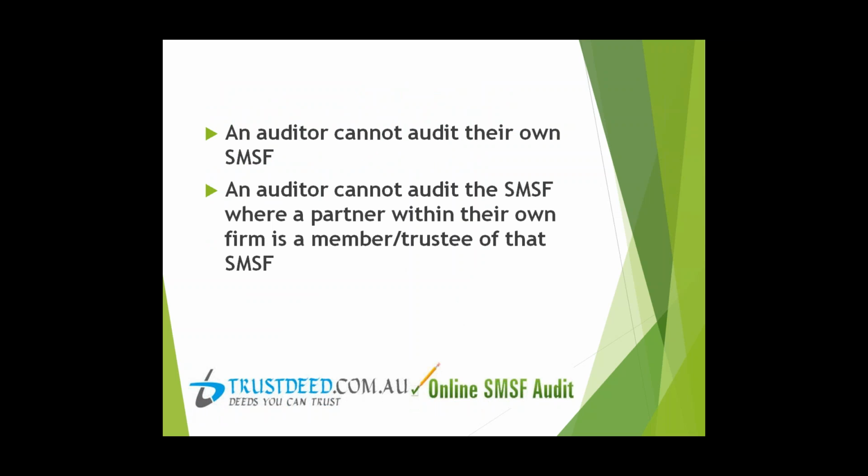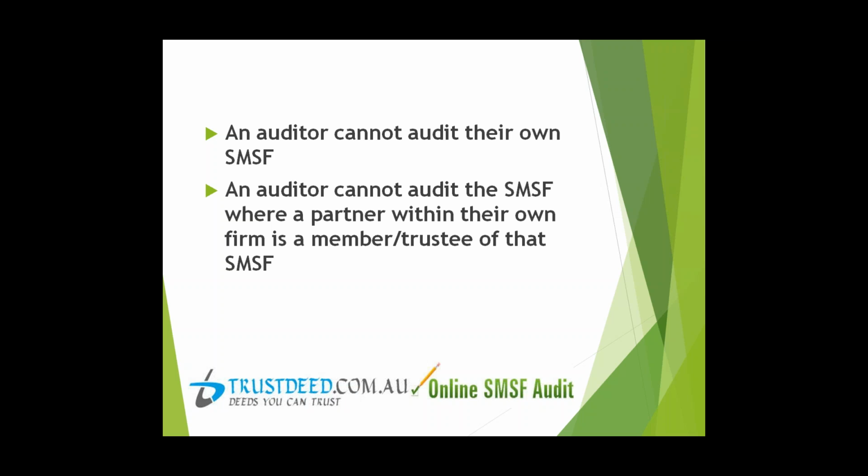Second scenario is an auditor cannot audit their own SMSF. 290.146 of APES 110 states that if a partner or employee of the firm serves as a director or officer of an audit client, the self-review and self-interest threats created would be so significant that no safeguards could reduce the threats to an acceptable level. Therefore, where a person is a member and trustee of an SMSF, that person would be unable to conduct the audit of that fund.